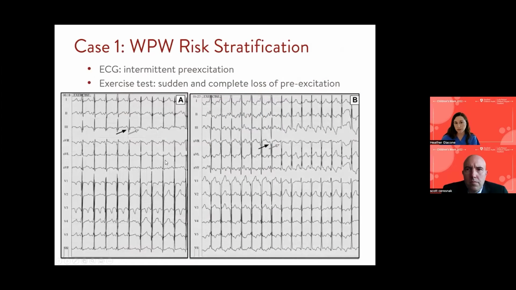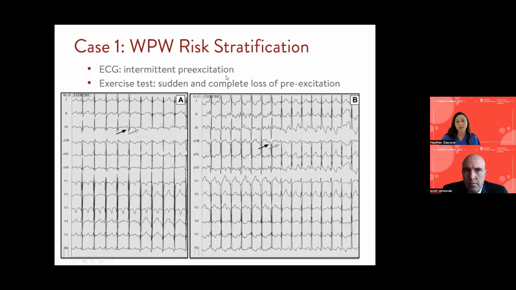So how do we as pediatricians figure out how to risk stratify these patients? Who's actually at risk for sudden cardiac arrest and who do we not have to worry about? This question has actually changed throughout the years. So I'm going to take a case now.